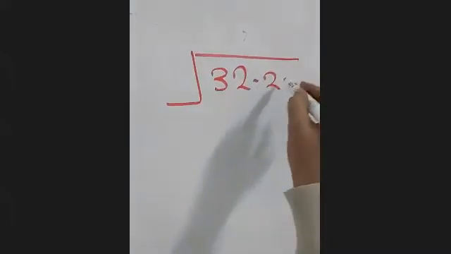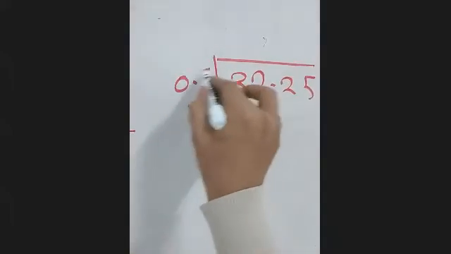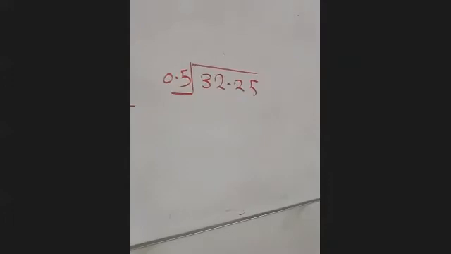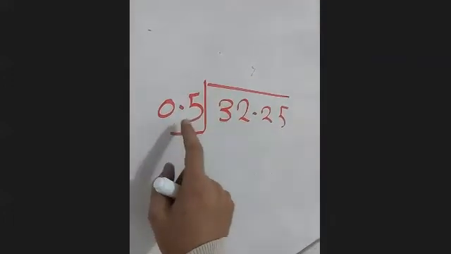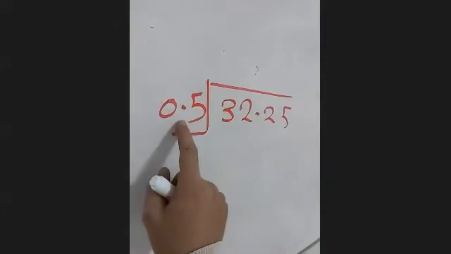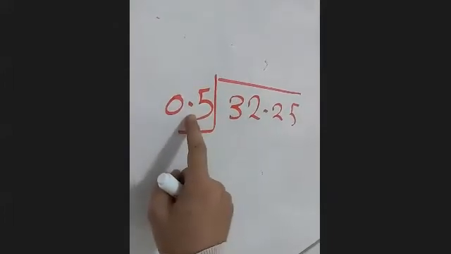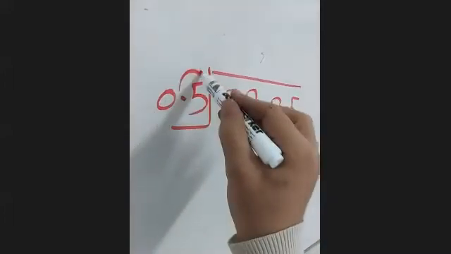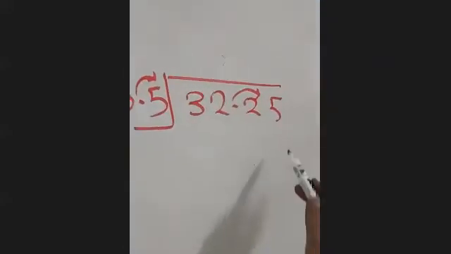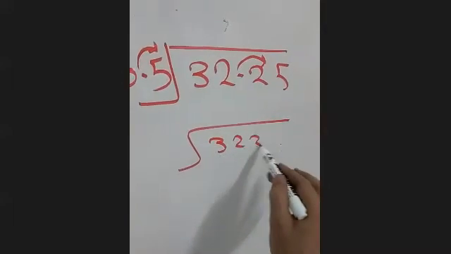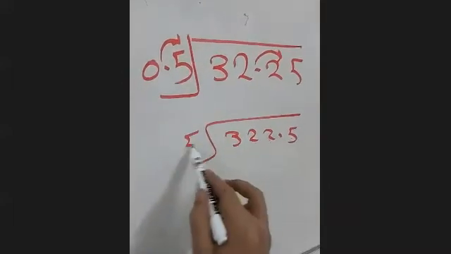32.25 divided by 0.5. Now, in the divisor, we said we need no decimal here. The divisor should have no decimal. So I need to push the decimal 1 digit to the right, and here also, as we did before. The new numbers will be 322.5 and 5.